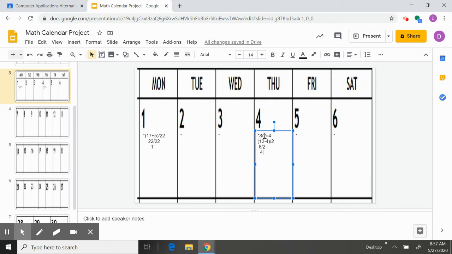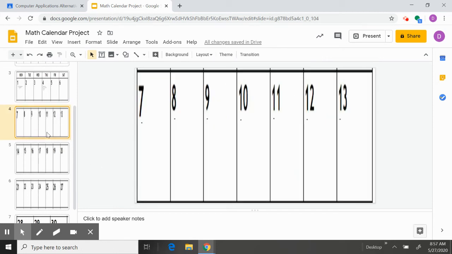If you create the problem 8 divided by 2 equals 4, or you create the problem parentheses 12 minus 4 divided by 2, show me how that works out to be your final answer of 4. I'm going to show you 2 more. I'm going to show you on the next screen something for 12.